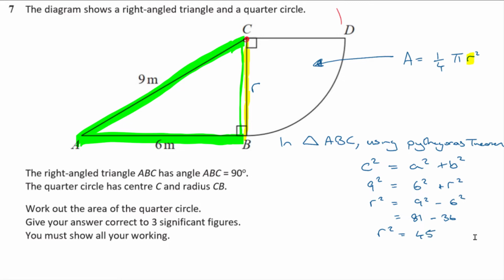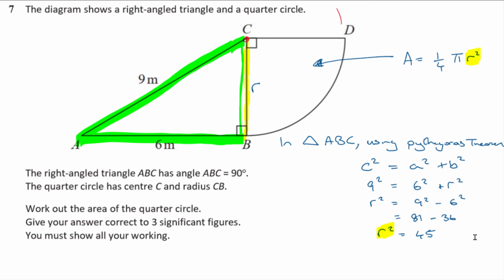Now normally, if I was finding the radius, I'd want to then reach for the calculator and work out what root 45 is here, but I don't need to. Because if you look, in my original calculation, I actually had r squared, and I found r squared, so I can just sub the 45 straight in.